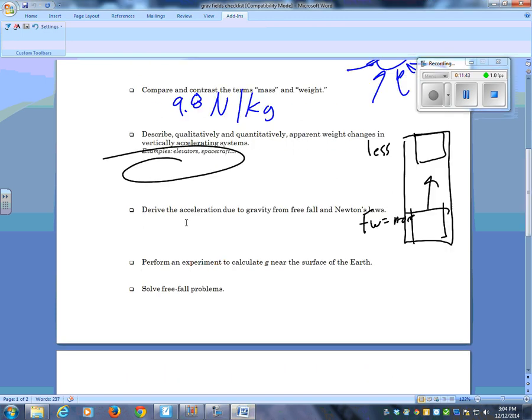Derive the acceleration due to gravity from free fall and Newton's laws. Well, gravity is 9.8. Really, that's what you have to come up with, right? Did we perform an experiment to calculate g near the surface of the Earth? We did. We dropped my brand new g balls and we calculated that.